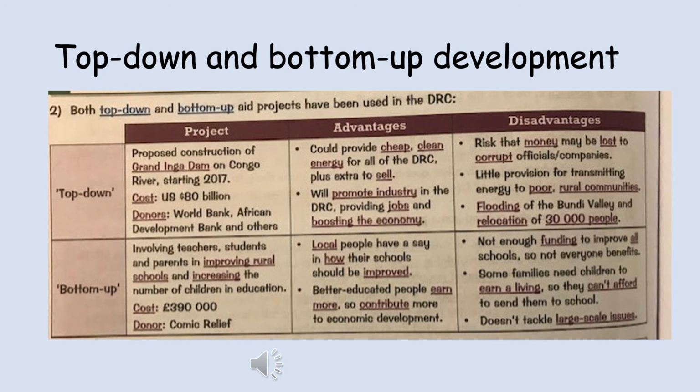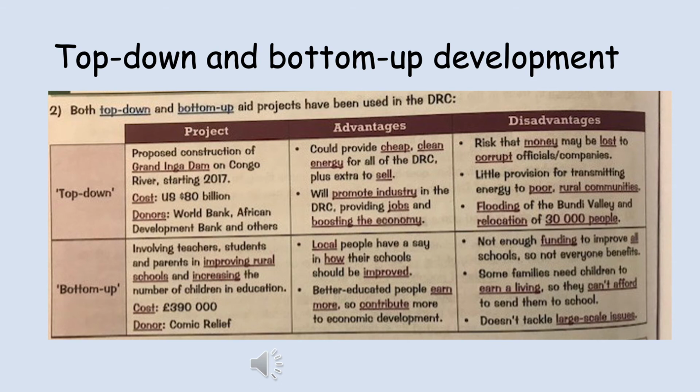Now the Grand Inga Dam was a large-scale construction project which cost $80 billion, and some of the donors for this project were the World Bank, the African Development Bank and others, China being one. Now the advantages of this project is that it could provide cheap clean energy, which is vitally needed, seeing as only 10% of the country have access to electricity at the moment. It will also promote industry in the DRC and provide jobs and boost the local economy.